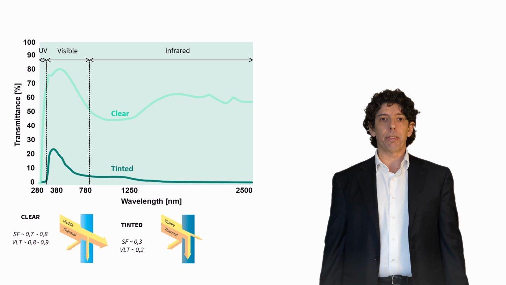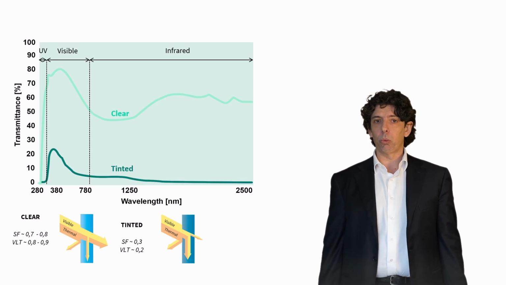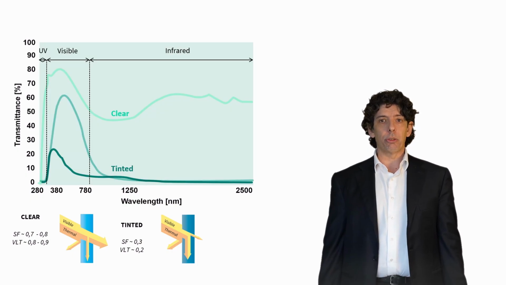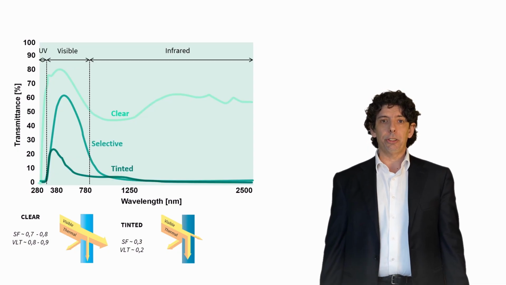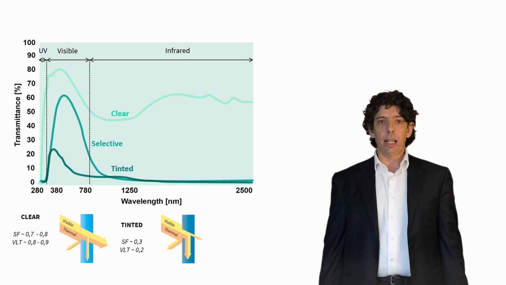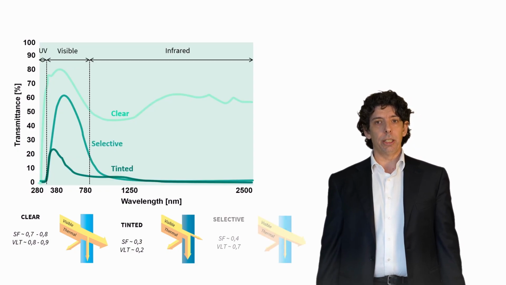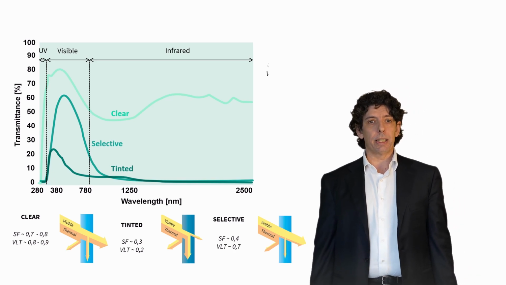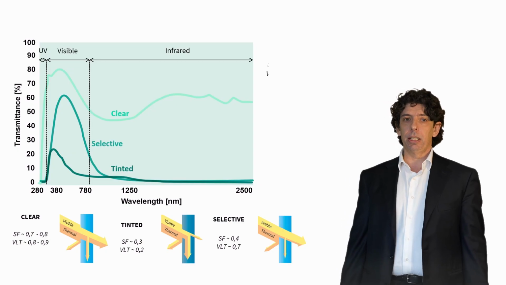Nevertheless, the visible light is a fundamental parameter for the indoor environmental quality. Hence, it is often preferred to have higher visible light transmittances. To that end, the so-called selective glasses allow for the use of thin metal coatings to reduce the transmittance at high wavelengths while keeping the high transmittance in the visible field, as shown in this graph. It follows that the solar factor is low, 0.4 in this example, while the visible light transmittance is higher, 0.7 in this example.